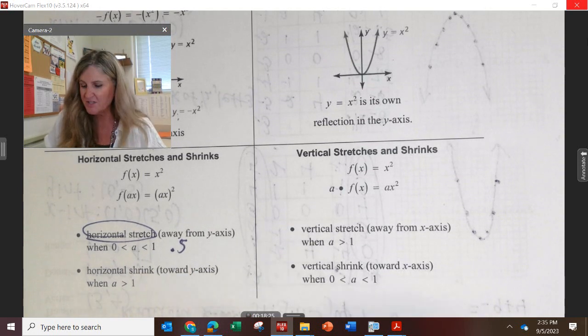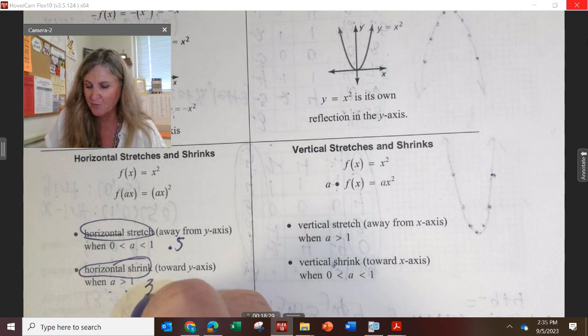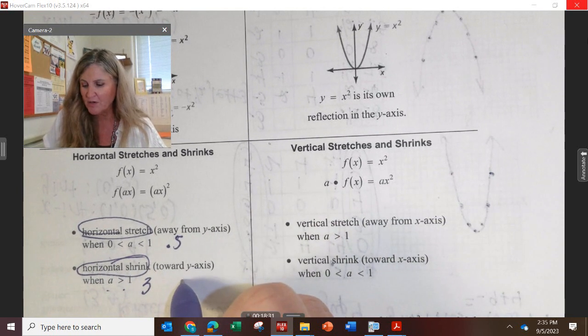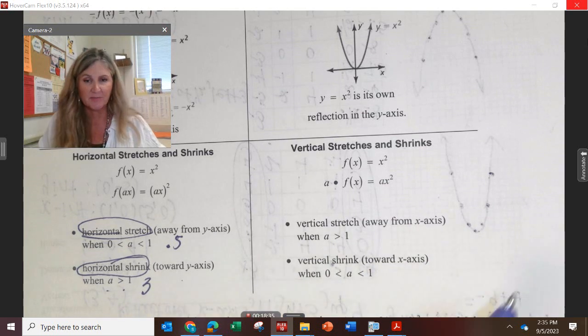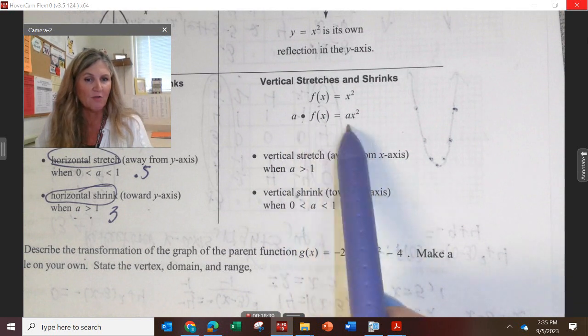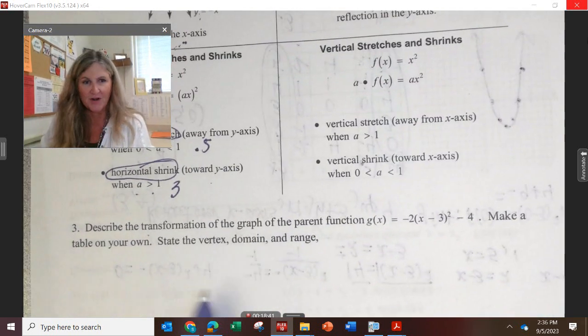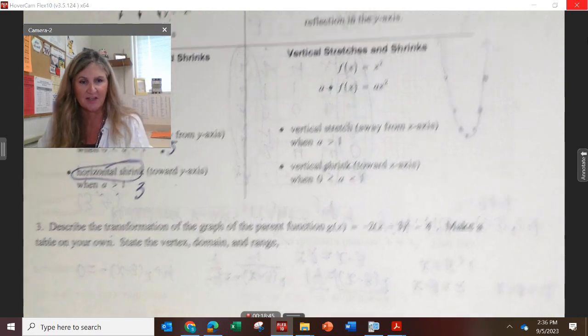Okay? A horizontal shrink happens when a is greater than 1. So let's take 3. So that's going to be a horizontal shrink of what? 1/3. It's the reciprocal. Verticals are what we would think. We multiply the whole function. Okay, we're not going to do number 3. You can go back if you need more practice on the chart and stuff, but I think you'll be fine.